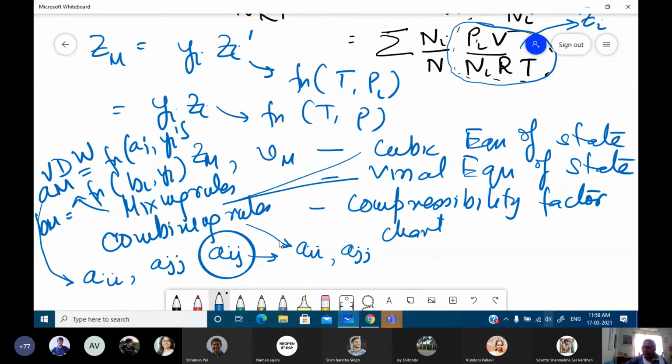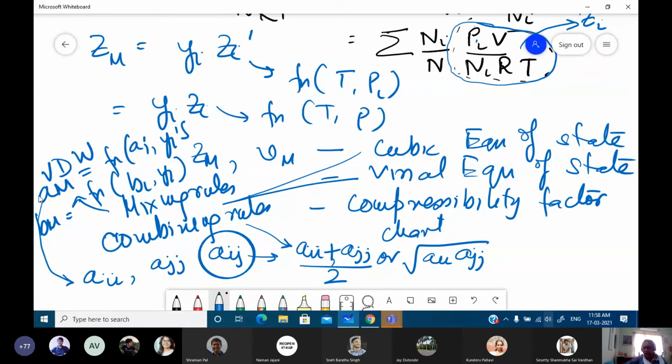combining rules. Mostly the combining rules that we have discussed, what they do, they define this interaction parameter either as an arithmetic mean or as a geometric mean of the interactions between the individual parameters. So therefore combining rules are rules which decide the interaction parameters in terms of pure component constants. Mixing rules are rules which decide the constants, the actual gas constants, in terms of the pure component constants.